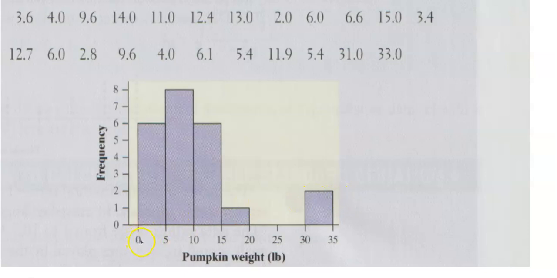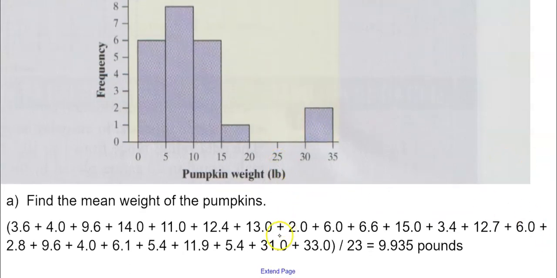On my horizontal scale is the weight of the pumpkin in pounds, and we are measuring in increments of 5 pounds, and then we have the actual frequency, not a relative frequency, going up. So we had 6 pumpkins that are greater than 0 but smaller than 5. We had 8 pumpkins that were 5 or greater but less than 10. 6 again that were between 10 and 15, and so on. And then down here, we had 2 pumpkins that were very large. So find the mean weight of the pumpkins.